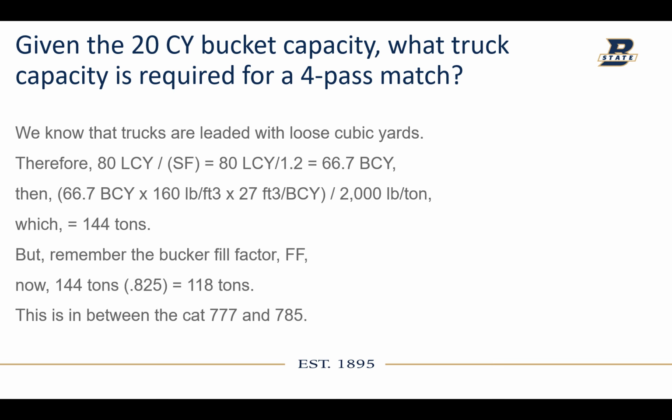So now that we know the in-place yardage, we can take an average 160 pounds per cubic foot for the weight of the overburden, and then convert that by multiplying by 27, right, cubic feet per bank yard. And then we divide that by 2,000 pounds per ton to get 144 tons, okay? But we've got to remember the bucket fill factor, right? It's not quite all the way full. And so if we use that same 0.825, we then get 118 tons. And this is somewhere between a Cat 777 and a 785. So it's a little bit in between.